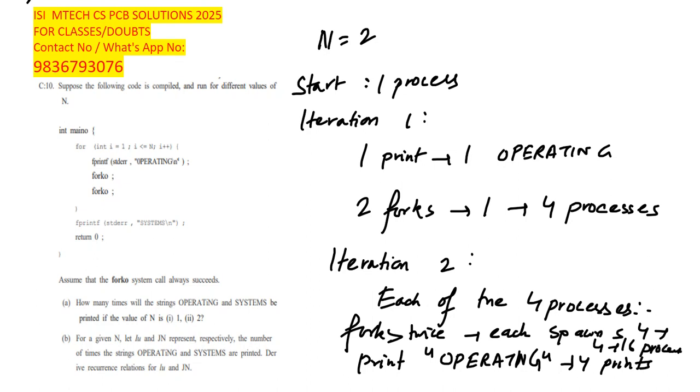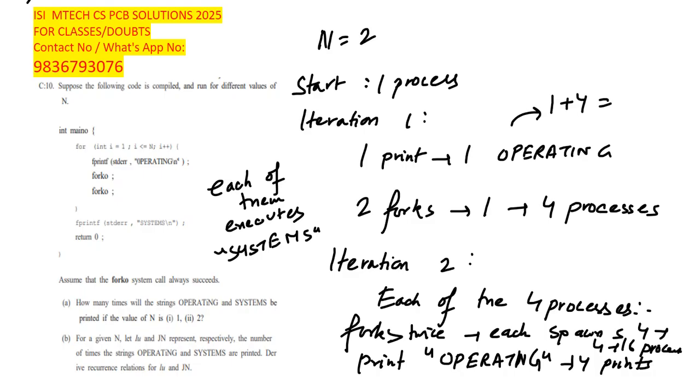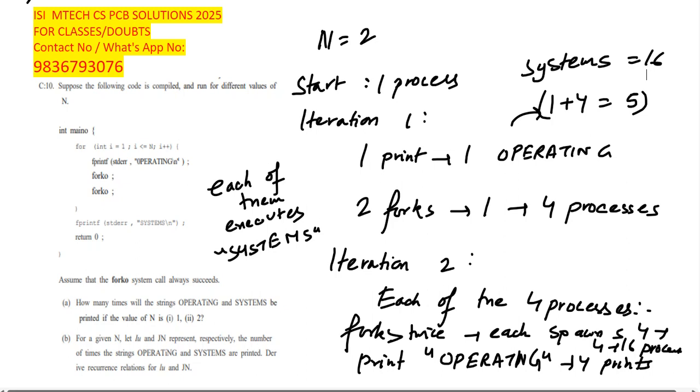Now we have 16 processes, and each of them executes "systems". So here "operating" is 1 plus 4, that is equal to 5. And what are "systems"? Systems is 60.